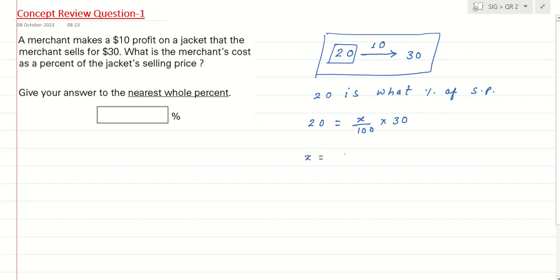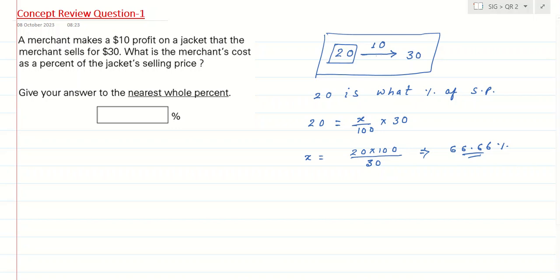That is a percentage. Can I say x equals 20 into 100 divided by 30? How much you'll get? 66.66 percentage. But be careful in the GRE, right?